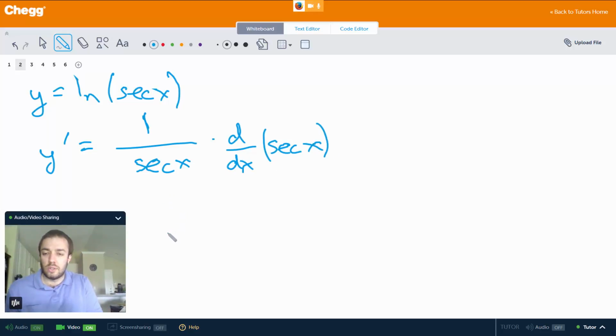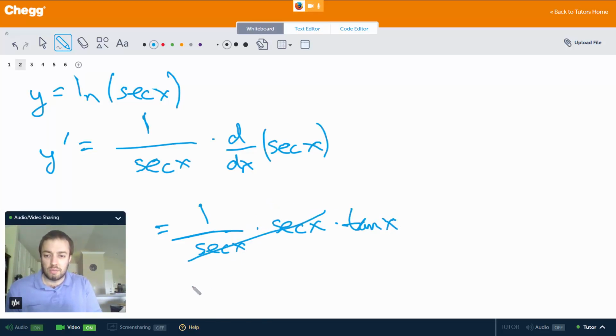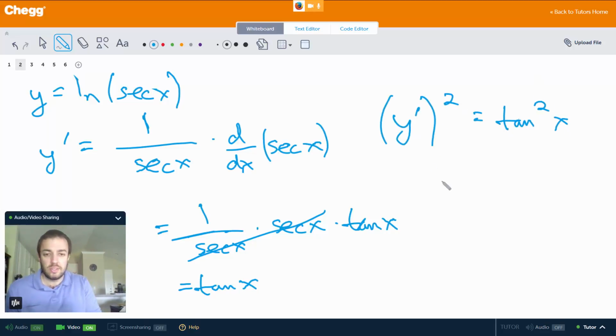So that's going to give us 1 over the secant of x multiplied by secant of x times tangent of x. Remember, that's the derivative of secant of x. And then the secants cancel, that's nice, and we're just left with the tangent of x. So y prime squared is just tangent squared of x. Because remember, y prime is tangent of x, so if we square that, we get tangent squared of x.